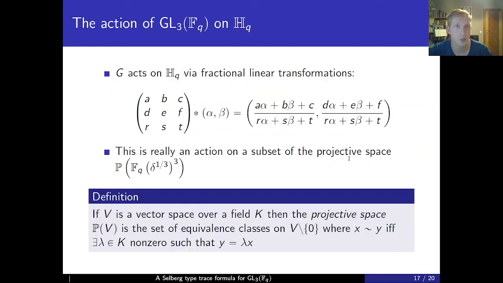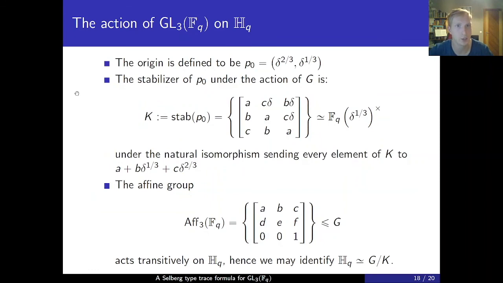Now G acts on H_q via fractional linear transformations, much like GL_2(F_q) acted on the finite upper half plane via Möbius transformations. It's not too clear why this should define an action. This is really an action on a subset of the projective space P over this vector space. A projective space is defined over any vector space. What we do basically is we exclude the origin and then identify each vector with its scalar multiples. And since on this vector space G has a natural action via linear transformations, that action will carry through to the projective space.